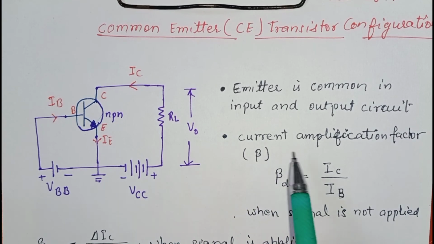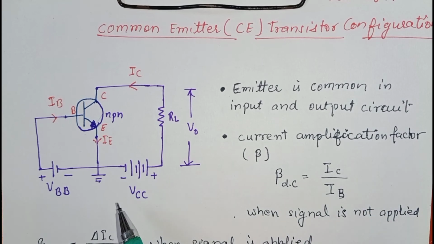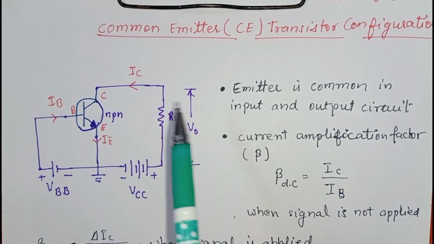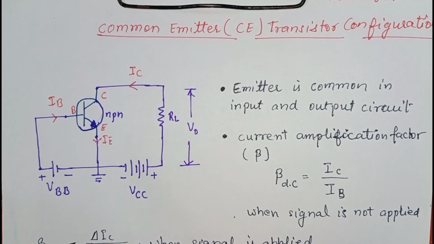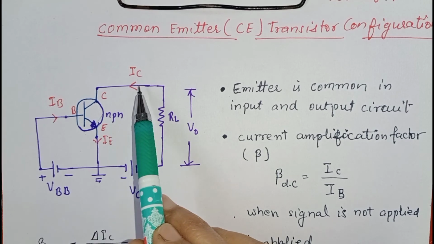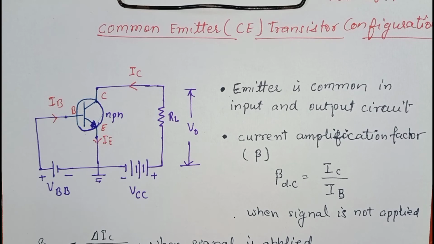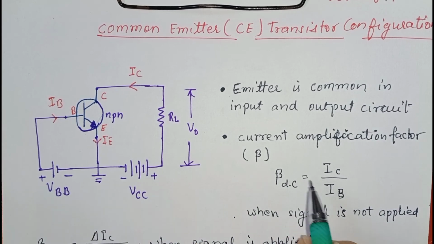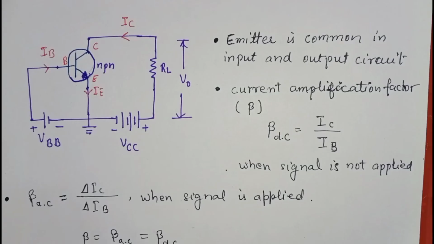Now we'll see the current amplification factor of common emitter transistor configuration. We know current amplification factor is output current upon input current. So in this case, input current is base current and output current is IC, that is collector current. So the current amplification factor in common emitter configuration is called beta. Beta DC means when we are not applying any signal at the input, that's why it is called beta DC. So beta, the current amplification factor, is equal to IC upon IB, means output current upon input current when no signal is applied.